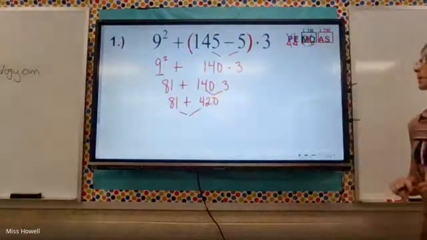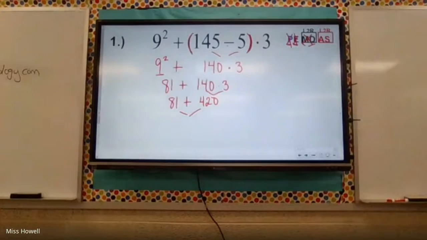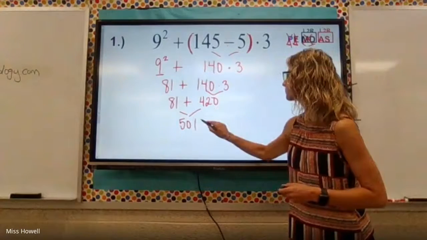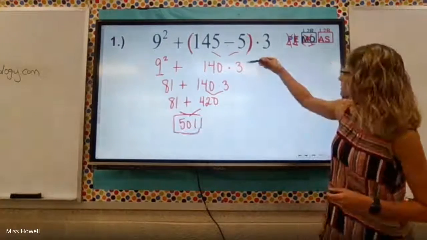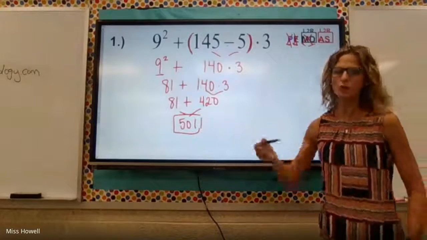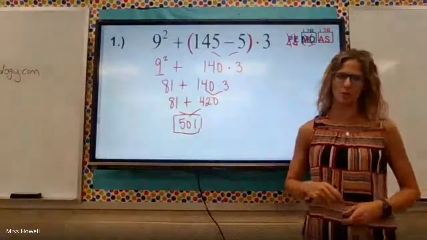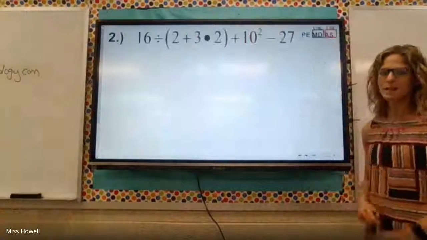All right, last step, 81 plus 420 would give us a grand total here of 501. All of these are required steps. You don't have to show the little carrots underneath, but you do have to show all those individual steps along the way. All right, number 2.